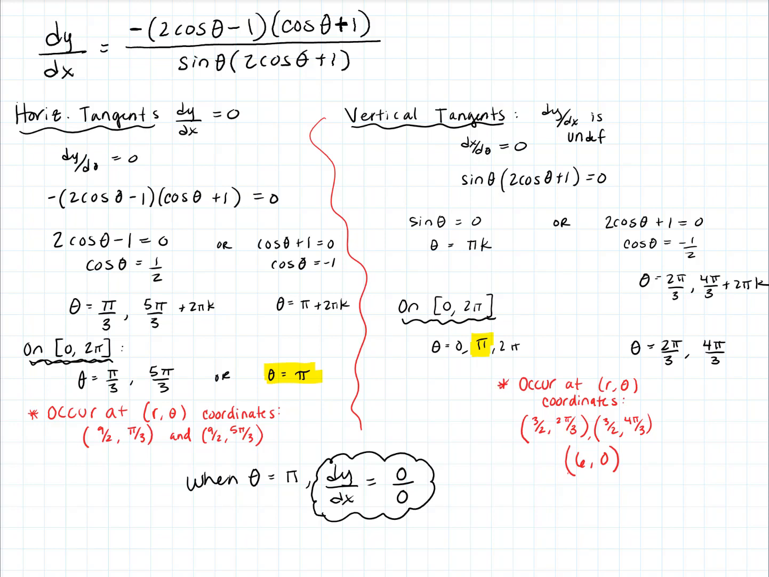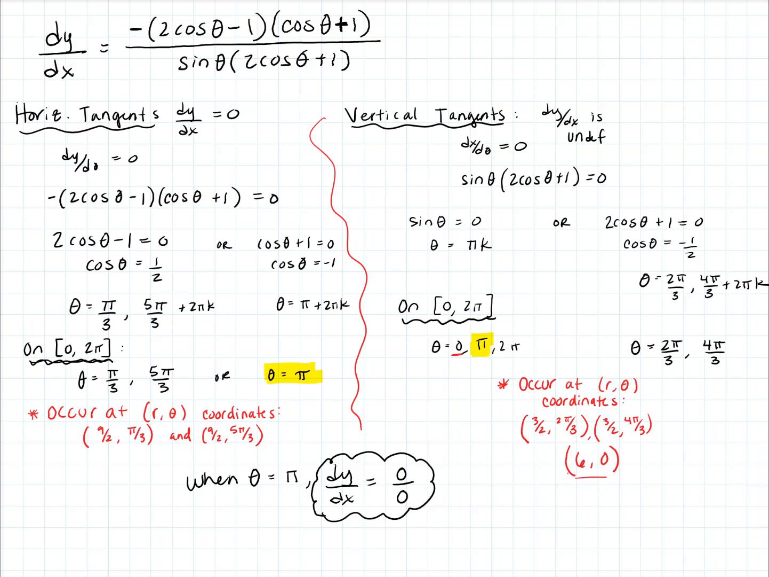But for all of the other places where we had either horizontal or vertical tangent lines, the horizontals occur at pi over 3 and 5 pi over 3, and the vertical tangent lines occur at 0 and 2 pi. I wrote both 0 and 2 pi out here, but really we've cycled back, and we're at the same point when we get to 2 pi. So that ordered pair is at the (r, theta) value of (6, 0), and then 2 pi over 3 and 4 pi over 3 for those two vertical tangent lines.